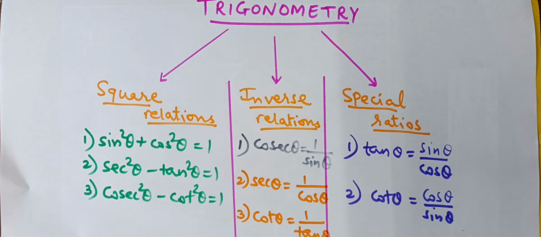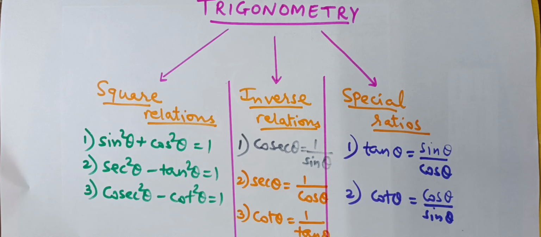From that second relation, we can also derive two more relations. Those relations are sec square theta equal to 1 plus tan square theta. If I shift that minus tan square theta to the right hand side, it becomes plus tan square theta. And tan square theta equal to sec square theta minus 1. Sec square theta minus 1, that you have to remember. And third is cosec square theta minus cot square theta equal to 1. From that relation also you can derive two more relations. Those relations are cosec square theta equal to 1 plus cot square theta and cot square theta equal to cosec square theta minus 1, not 1 minus cosec square theta, that you have to remember.